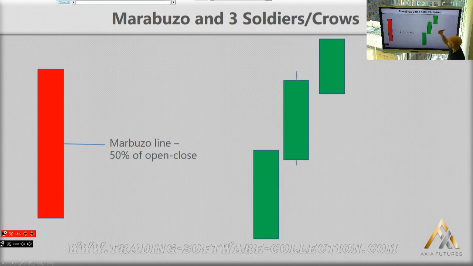Right, three soldiers, three crows, three Indians, I've heard them called, three whatever you want to call it. Generally, three crows go up, three soldiers go higher. It's three black crows because originally candlesticks were black and white.